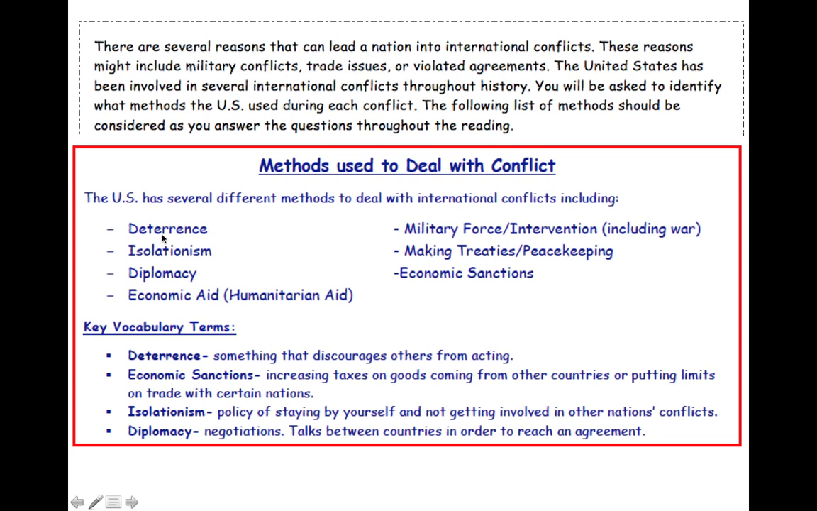Did we use deterrence? Did we use isolationism? Did we use diplomacy? Right? You're going to pick one of these words, or two or three, depending on how many it's asking for, and you're writing those in based on the reading. I've also explained to you what the words are.